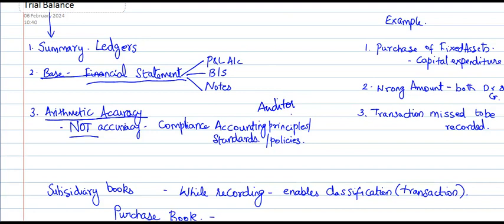So the trial balance gives only a signature on the arithmetic accuracy and not of the compliance with the accounting standards. Let us see some examples of what this would mean: that it only gives an arithmetic accuracy and not the compliance of accounting policies. For example, one is purchase of fixed assets.